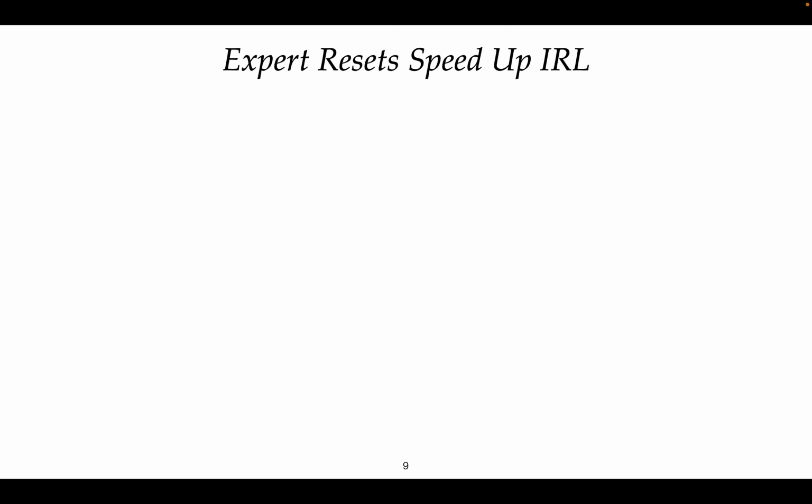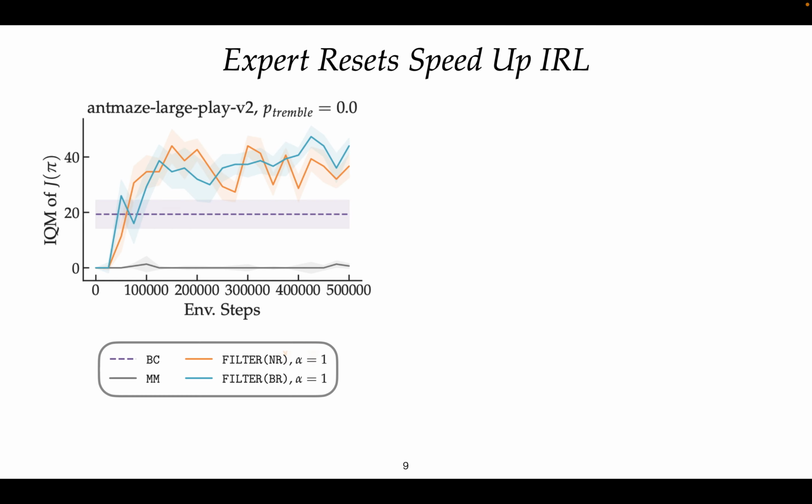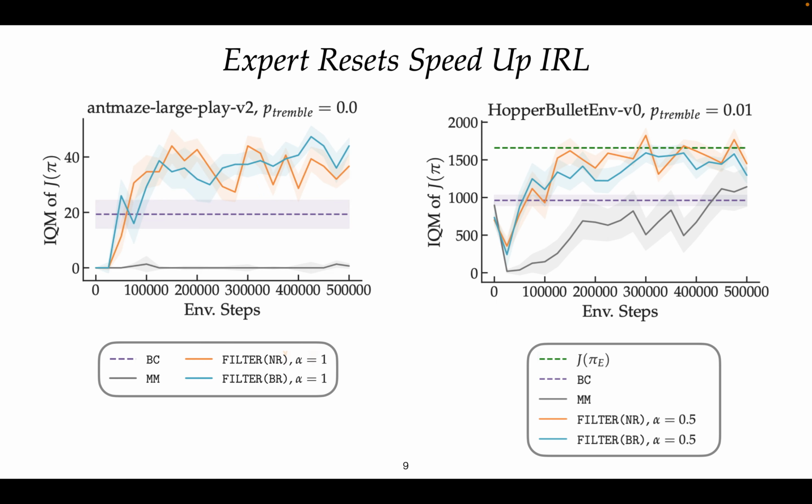We see these approaches help quite a bit in practice, especially on problems where exploration is challenging, like on a maze. Here, our approaches, in teal and orange, are able to be significantly more sample efficient than a standard inverse reinforcement learning approach here in gray. We also see a speedup, though perhaps less, on problems for which exploration is less of a burden.